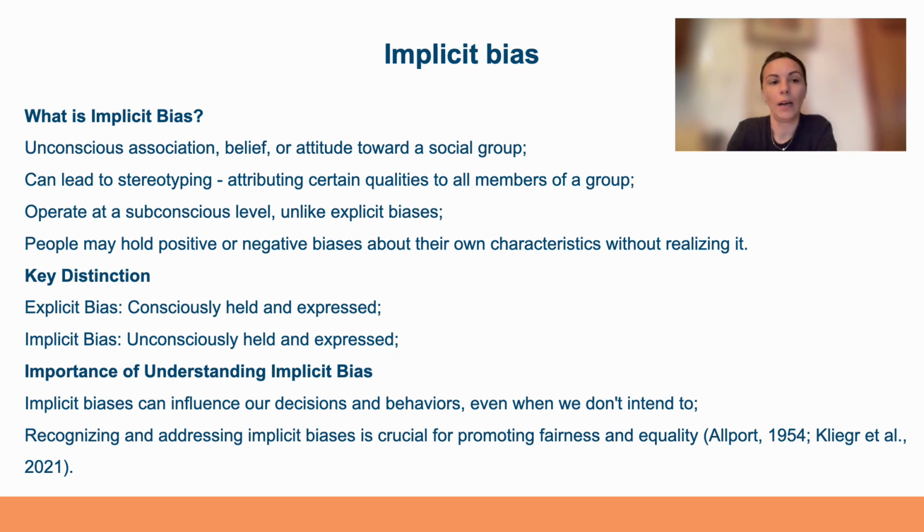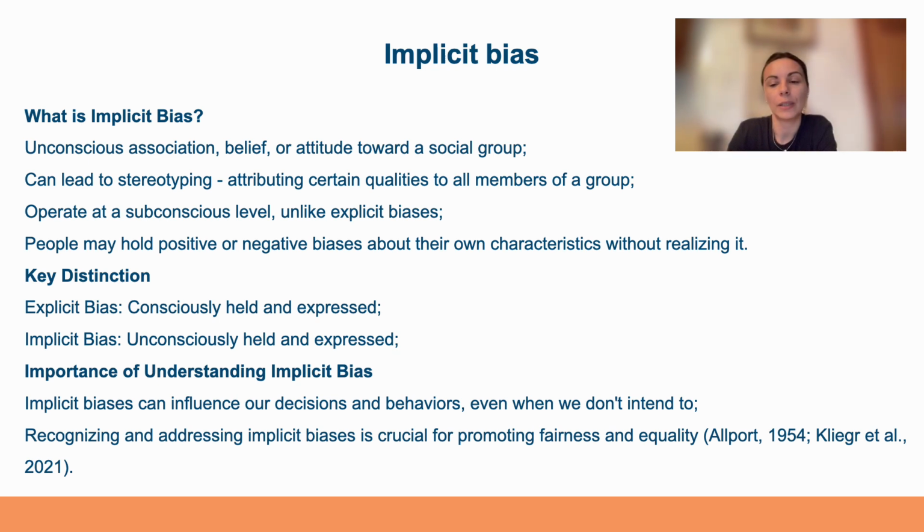But what is an implicit bias? An implicit bias is an unconscious association, belief, or attitude that a person has toward a particular social group. This implicit bias can lead people to attribute certain qualities or characteristics to all members of that group, a phenomenon known as stereotyping. We spoke about this in Module 6, Session 4. You can see this information in more depth.